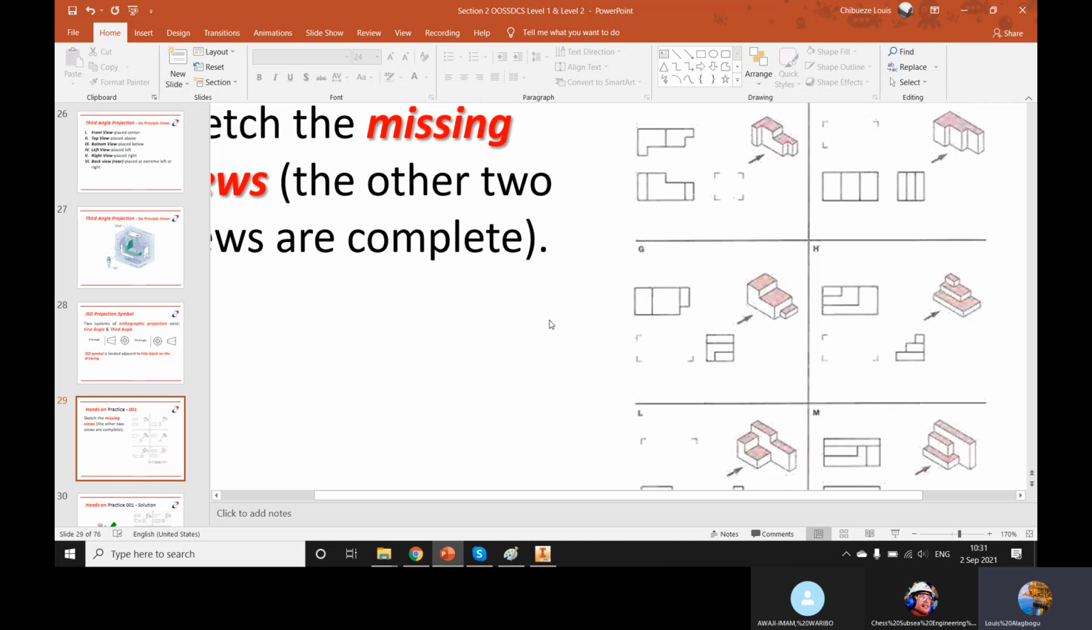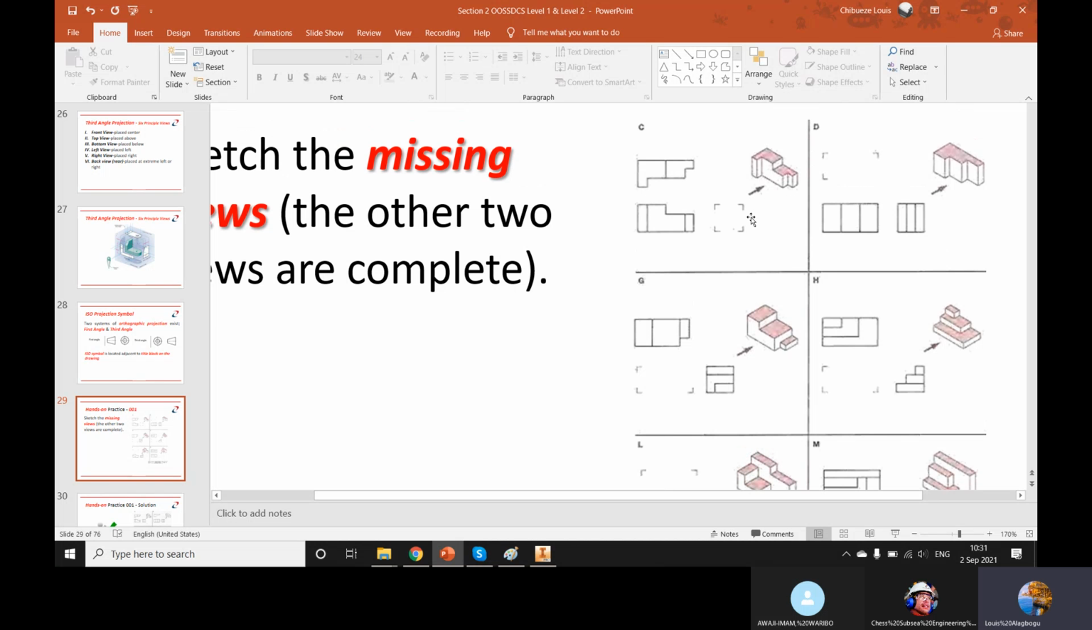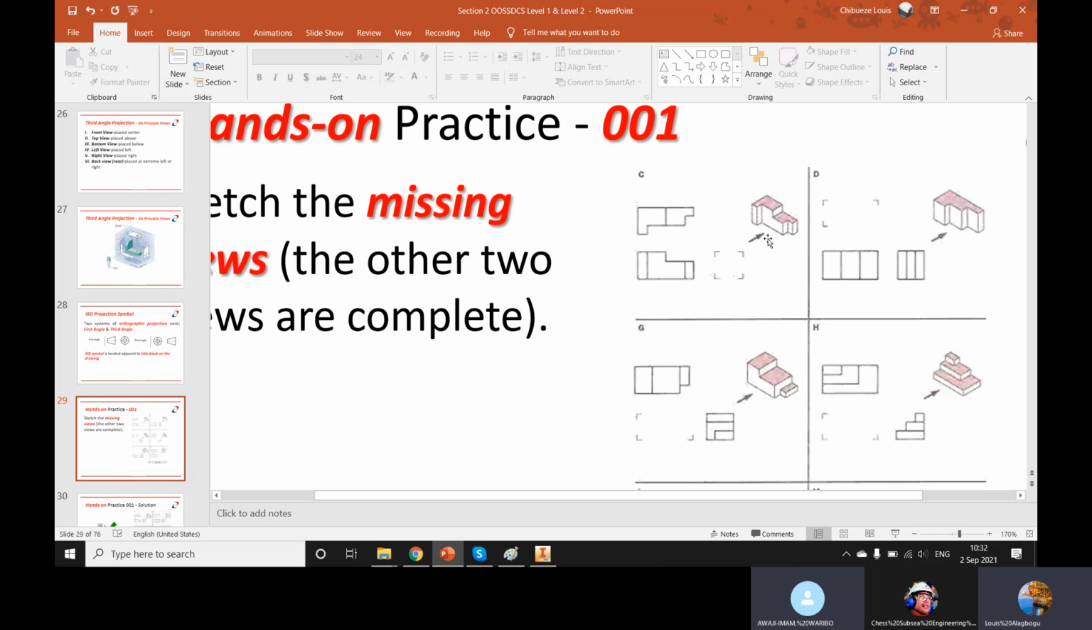But I'd like you to do at least one in the class just to make sure you understand it. Just this first one, if you have a pen and piece of paper, try to sketch out one of these views. Should I put it on the video for you to see? Yes, you can. You can work with either C or D, whichever one you want.